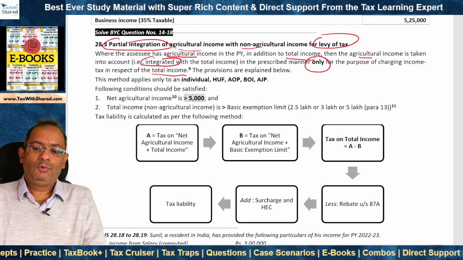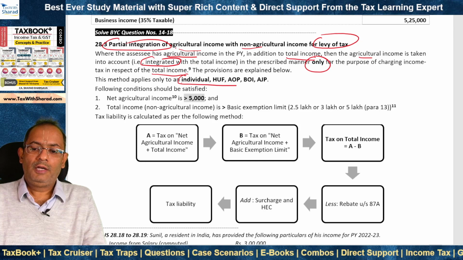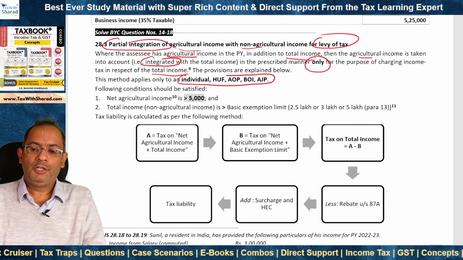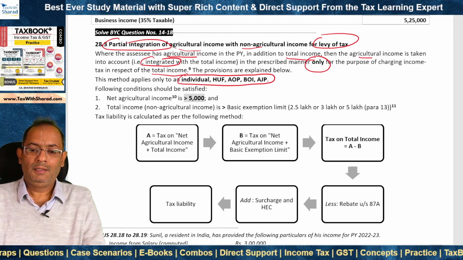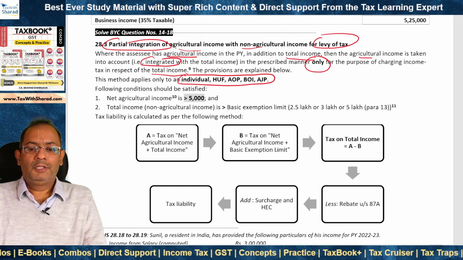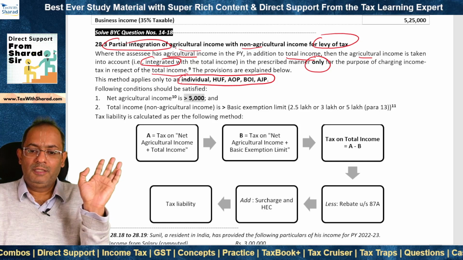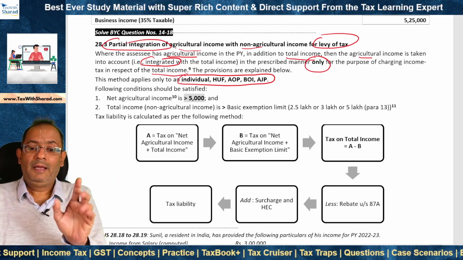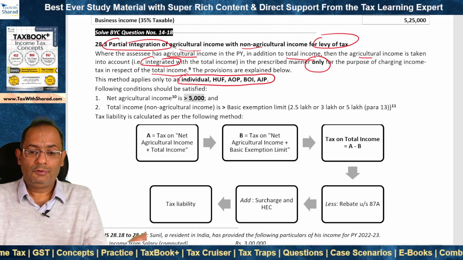And this method applies only to an individual, HUF, AOP, BOI or artificial juridical person. It doesn't apply to any other person, for example, a company. For this partial integration, two conditions need to be satisfied. If these conditions are not satisfied, this partial integration process is not followed.